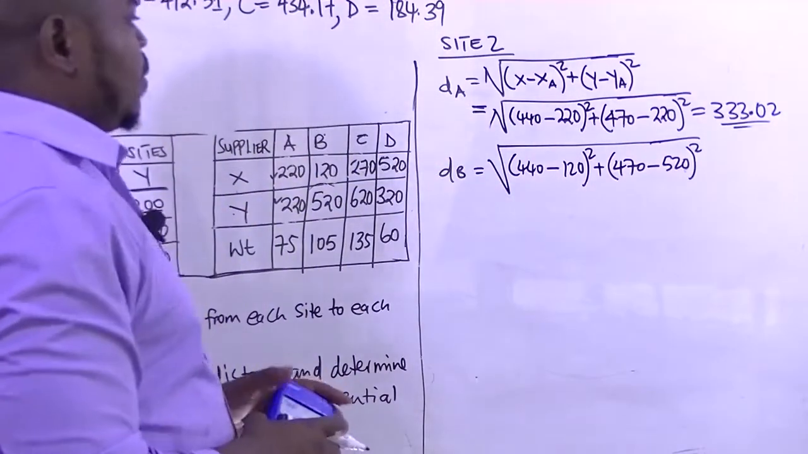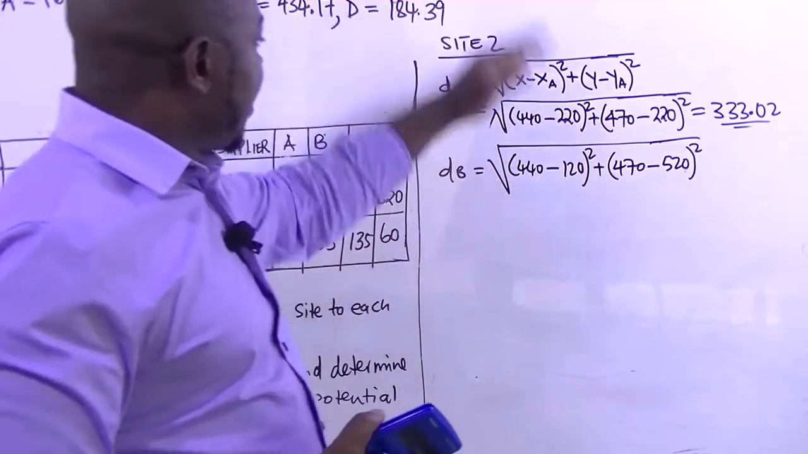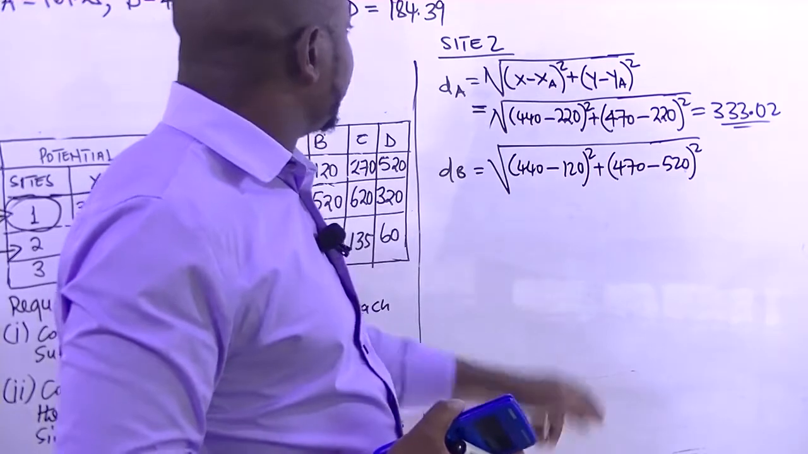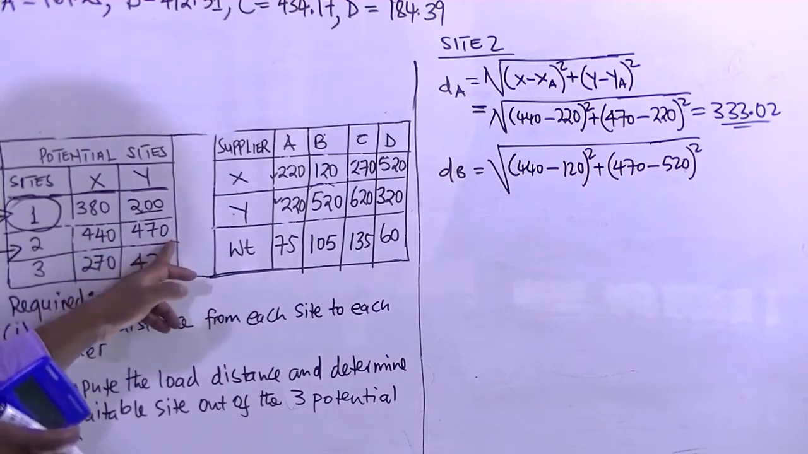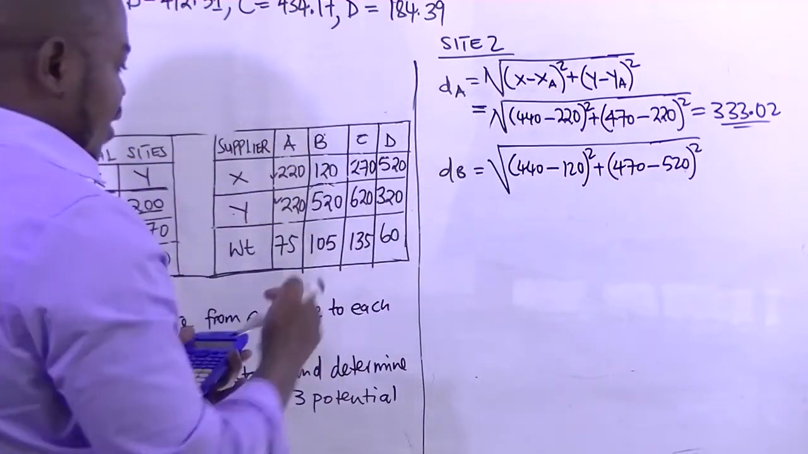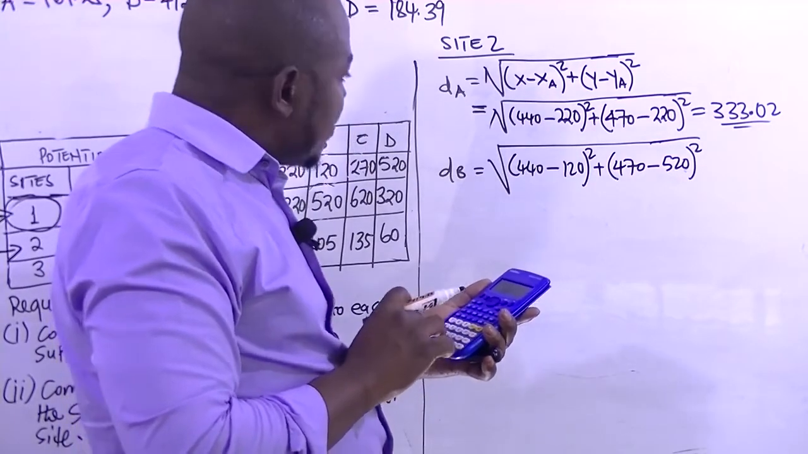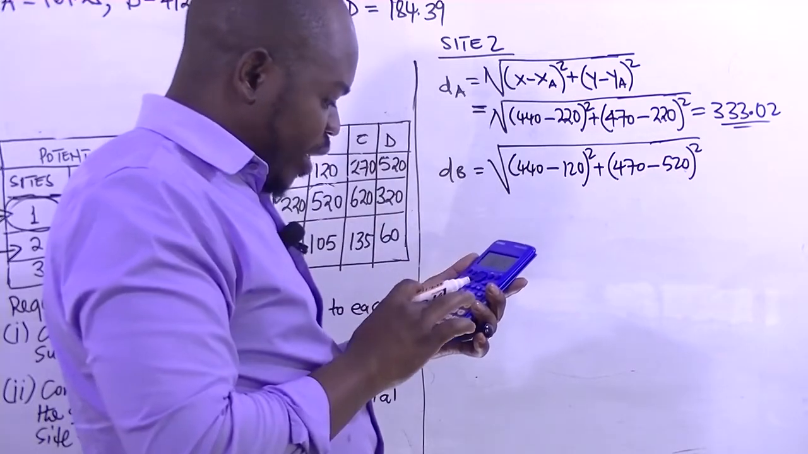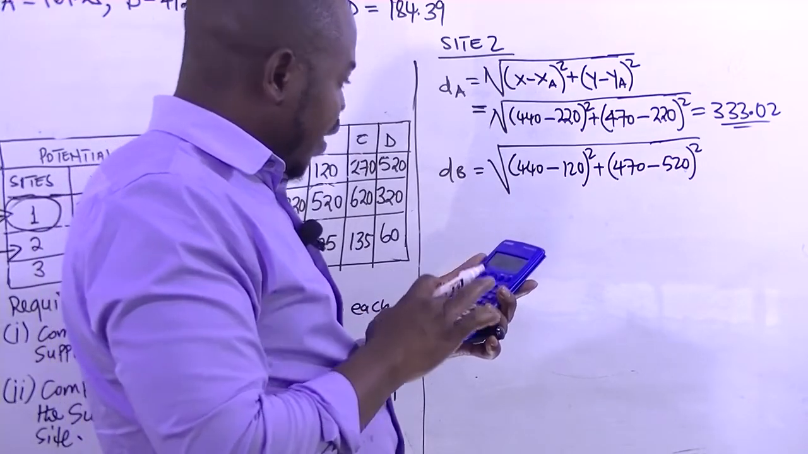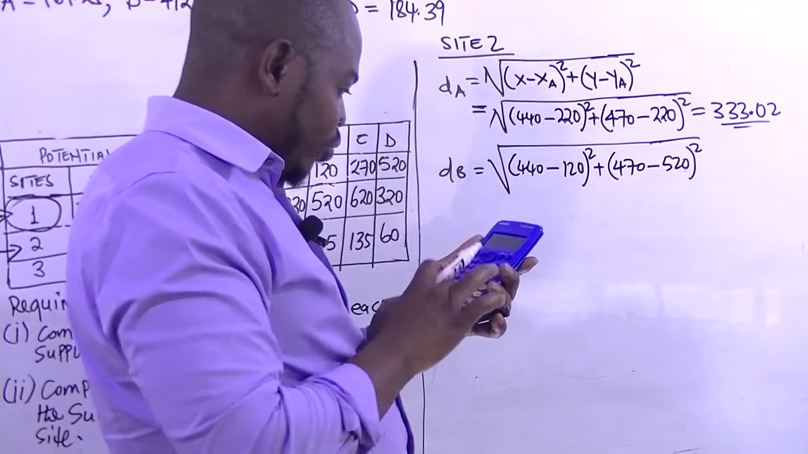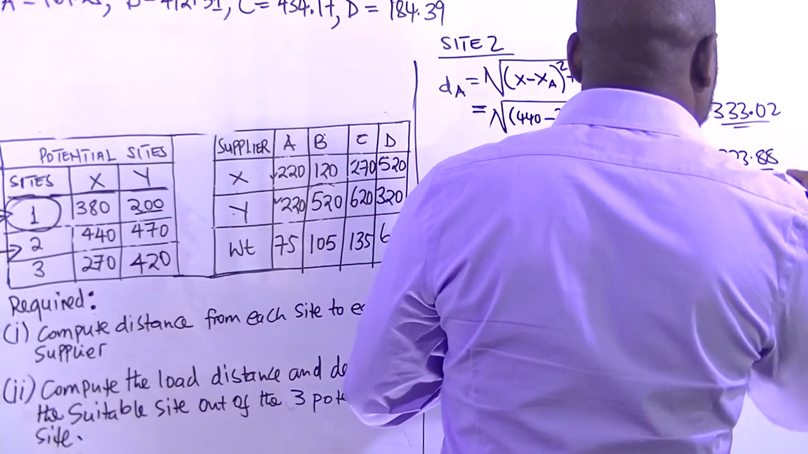Now, if you observe, this is a pattern. As long as we are still saying site 2, 440 will maintain, all the way up to D. In the same manner, 470 will maintain all the way up to D, as long as we are still talking about site 2, because those will not change. It's still 440, 440, 440, and 470 there. What will be changing is the A, B, C suppliers. So quickly, let me process that on the calculator. 440 minus 120, close brackets, squared, plus open brackets, 470 minus 520, squared. I have that, and then the square root of that gives me 323.88, two decimal places.